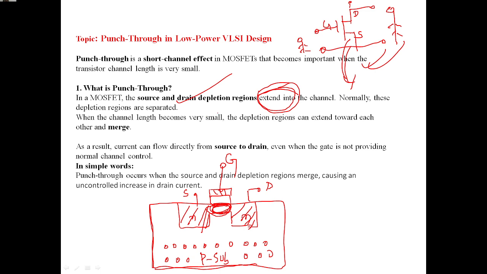You can see this. It is also a short channel effect. MOSFET becomes important when the transistor channel is very small. If the channel is very small, there is more chance for current to flow from source to drain. So as a result, the current will directly flow from source to drain. So that is called punch through in low power VLSI design.